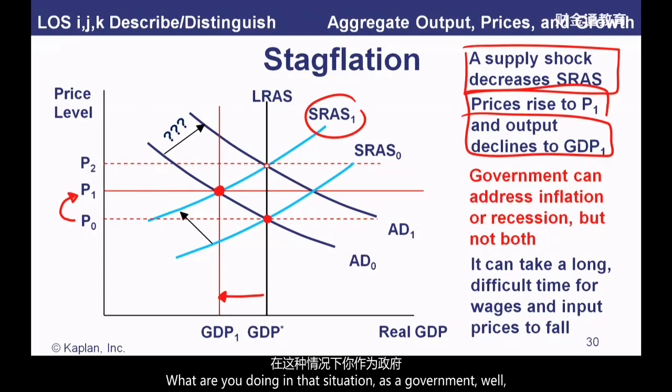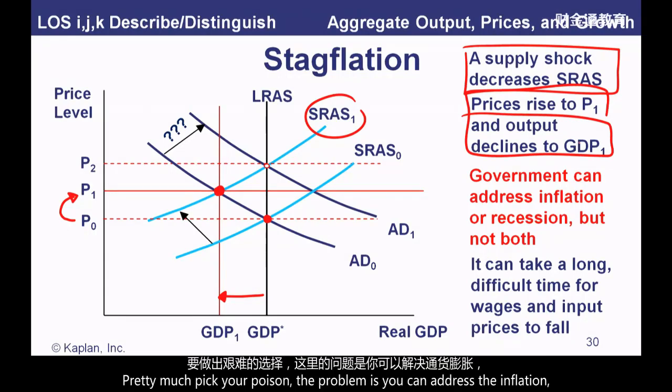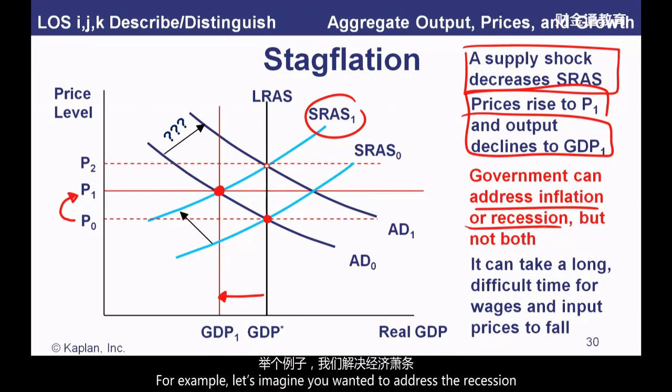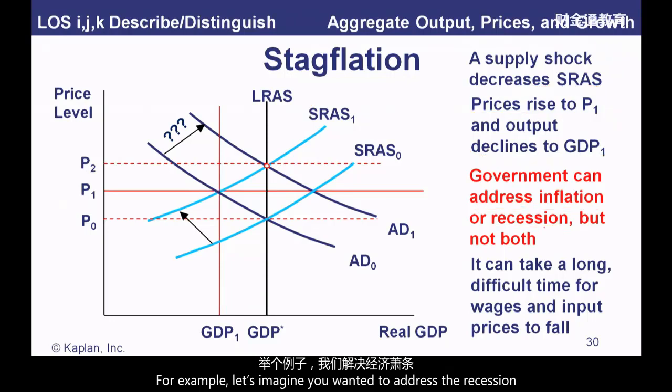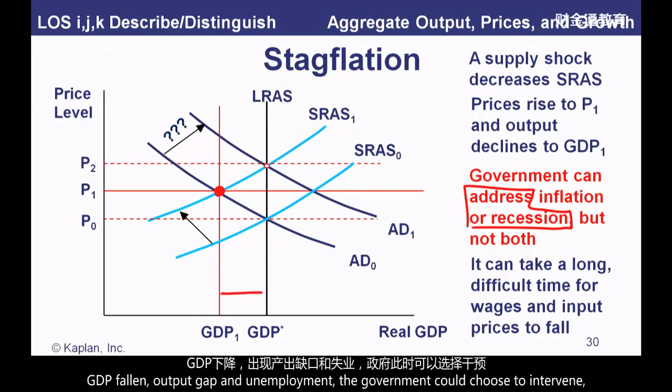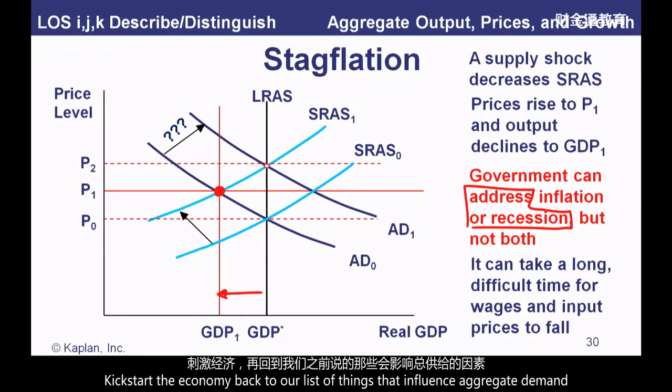What do you do in that situation as a government? Well, pretty much pick your poison. The problem is you can address the inflation, you can address the recession, but you can't hit both. For example, let's imagine you wanted to address the recession. We're sat here now due to the supply shock. Prices have gone up, GDP fallen, output gap and unemployment. The government could choose to intervene, kickstart the economy.